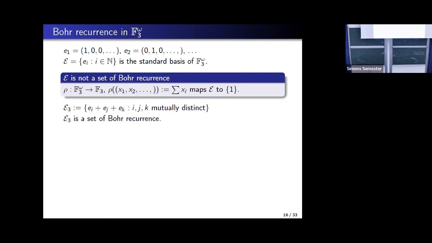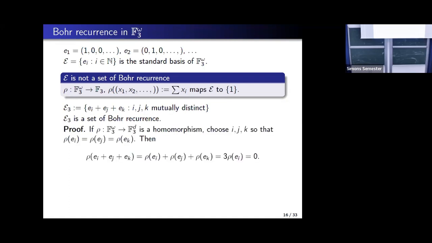On the other hand, if you look at elements of Hamming weight 3, in other words, elements with 1s in 3 entries and 0s everywhere else, the set of such things forms a set of Bohr recurrence in F_3^omega. And you can just pigeonhole to see why that is. So if you take a homomorphism rho from F_3^omega to a finite group, you can just choose i, j, and k so that rho of e_i and rho of e_j and rho of e_k are all the same.